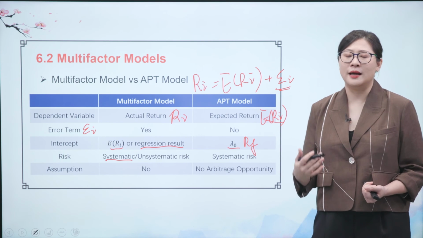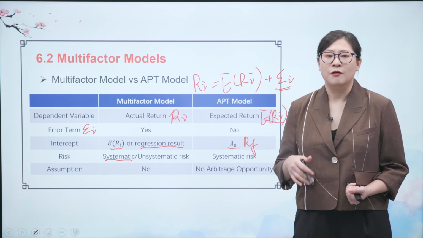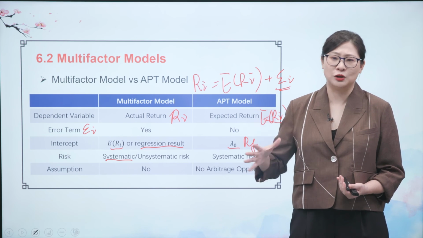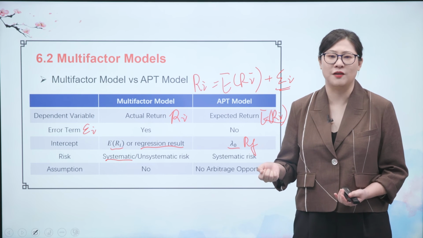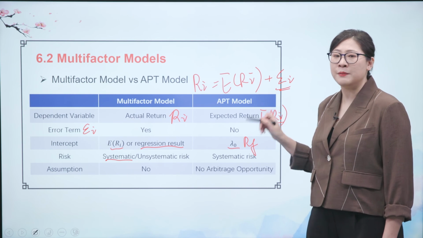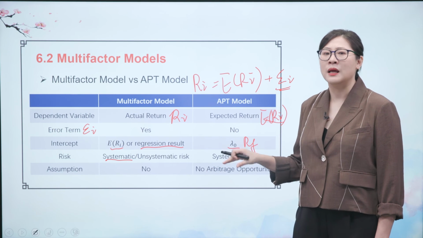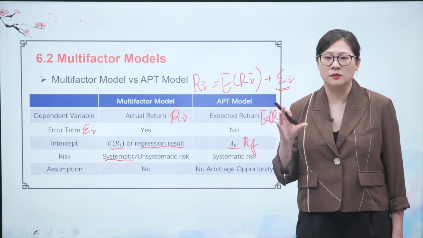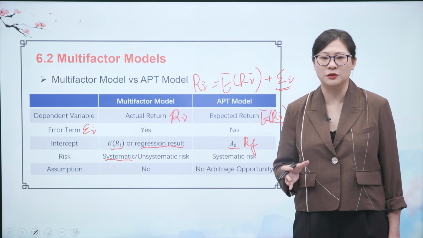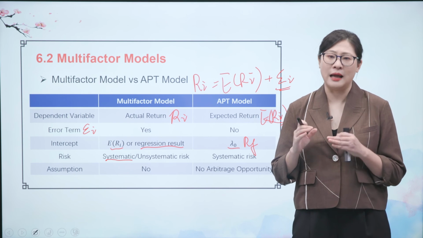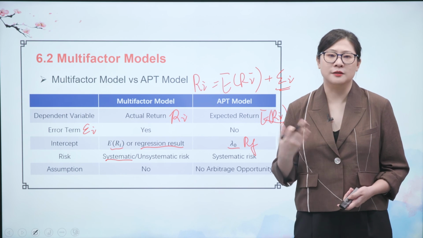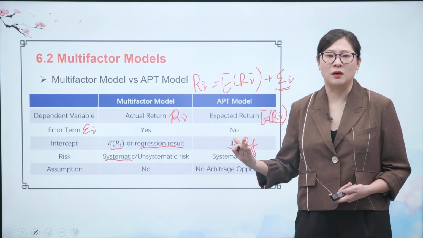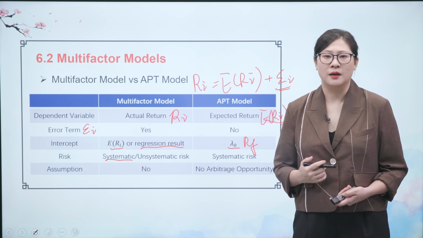The last one is about the assumptions. For the multi-factor model, we don't have many assumptions. For the APT model, there is one assumption we need to mention, which is no arbitrage opportunity. If no arbitrage opportunity exists, the APT model can hold. So that's the difference between the multi-factor model and the APT model.